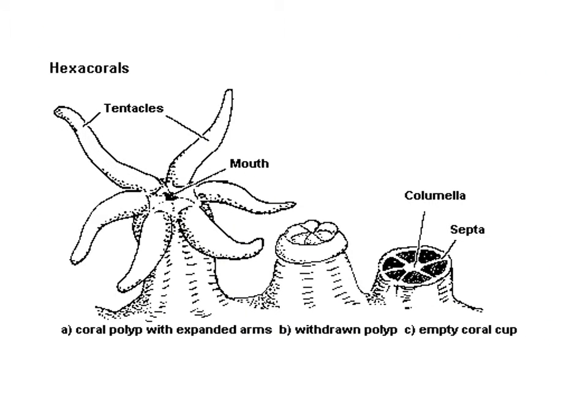So you can see here on the left we have the coral polyp with its tentacles and its stinging nematocysts ready to go. And then the second one, there's a withdrawn polyp. So if they ever feel threatened or at night, they pull those tentacles in and they hide. And then you have the empty coral cup, which is basically when something's happened and their tentacles get taken away or they're starting to die.